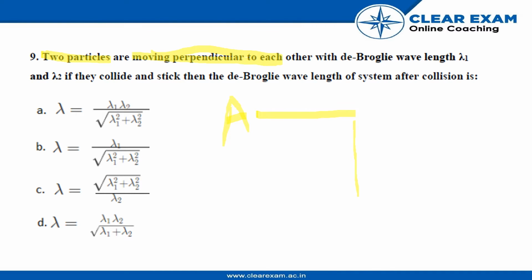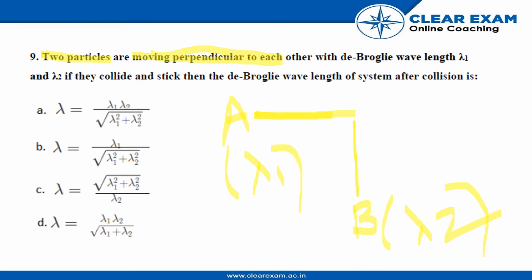and assume this one is B. The de Broglie wavelength of particle A is lambda 1, and the de Broglie wavelength of particle B is lambda 2. Now it is saying that if they collide and stick, so A is moving like this and B is moving in this direction.